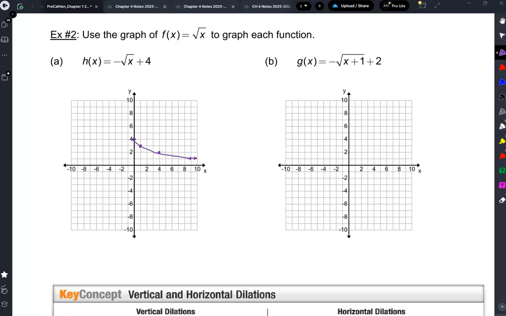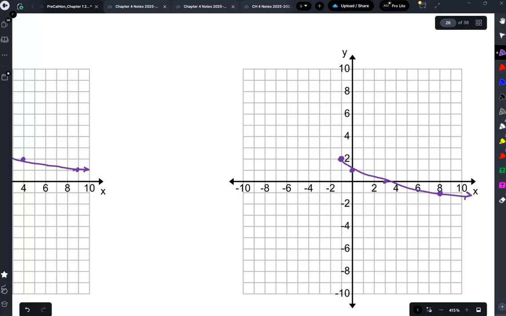Here, I go left 1, up 2. And then again, if I go right 1, down 1, right 4, down 2, and then 3, right? Again, I will specify. Okay, so listen. Do you see how this is an endpoint? That's not for decoration only, right? The domain does not allow you to go past that point.